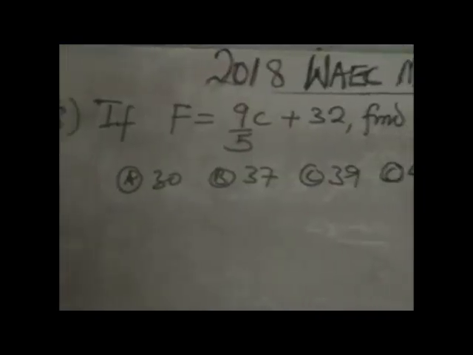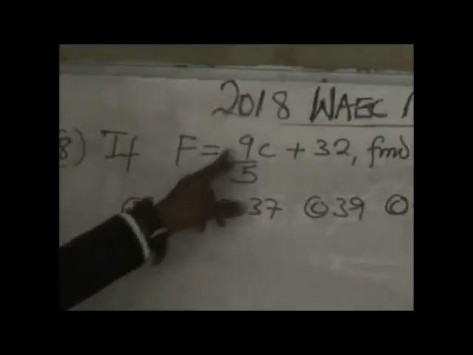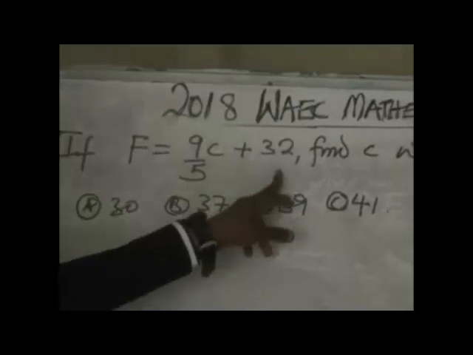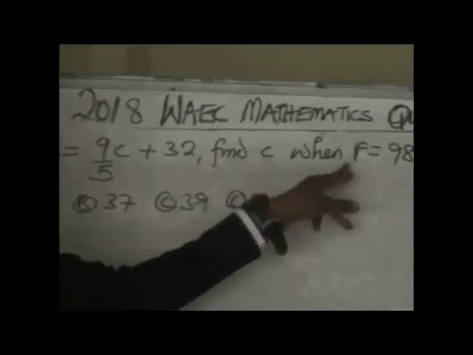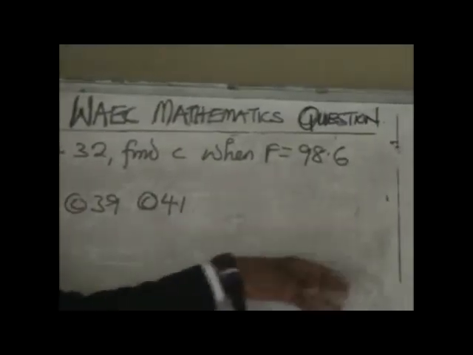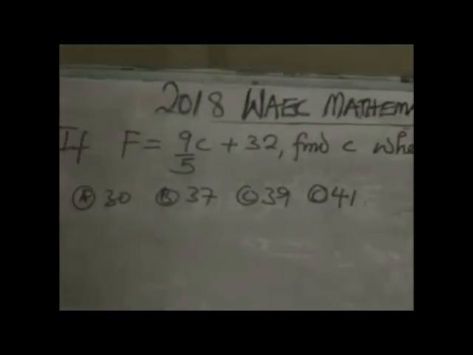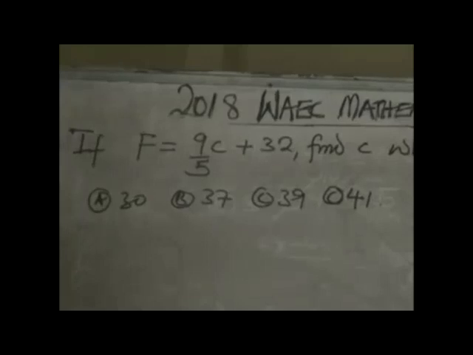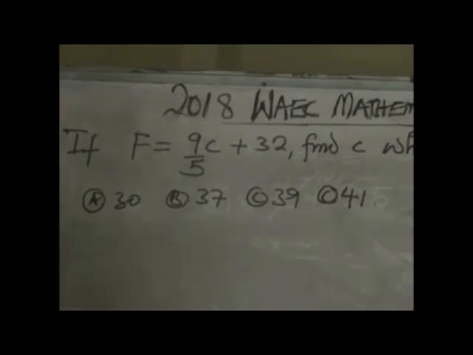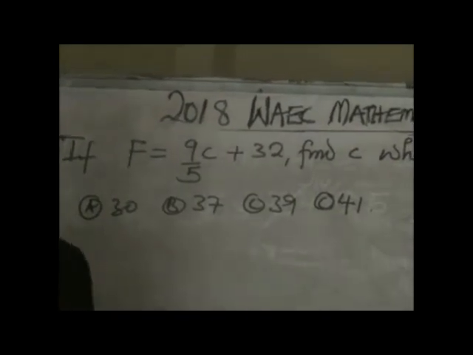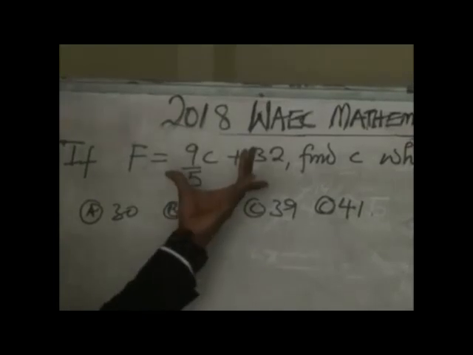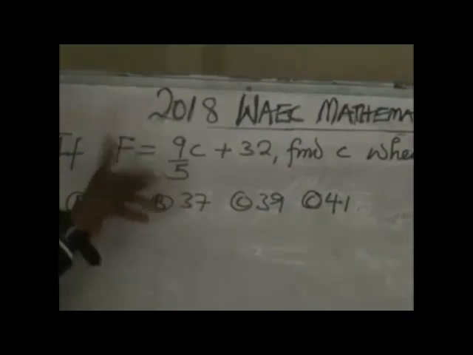Here is question 8 of the 2018 WAEC mathematics paper. It states if F equals 9C over 5 plus 32, find C when F is 98.6. This is just to make C the subject of the formula, and this is an expression in physics where you use it to convert temperature. The measurement of temperature is in Fahrenheit, Kelvin, and Celsius. So this is why you convert from Celsius to Fahrenheit and Fahrenheit to Celsius.